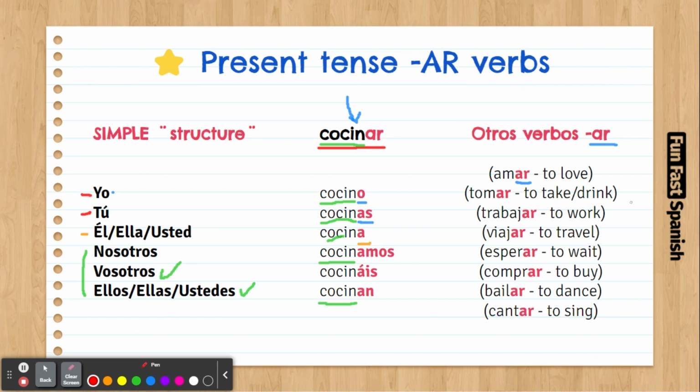The answer is tú tomas. Tú tomas. So if you want to ask a person, do you drink coffee? You say tú tomas café. That will be it. ¿Tú tomas café? That's a question.